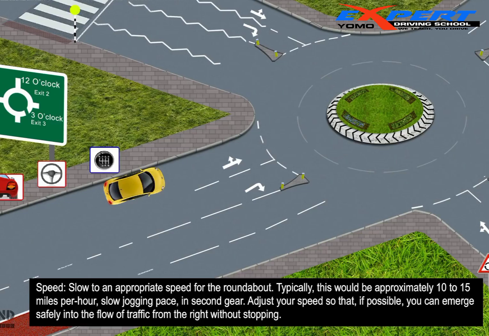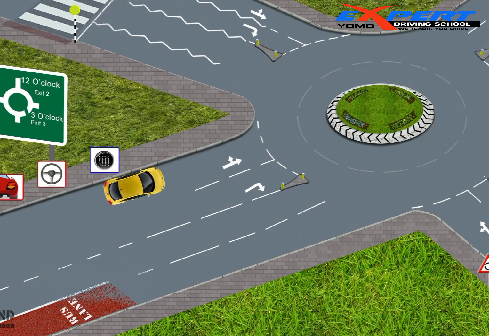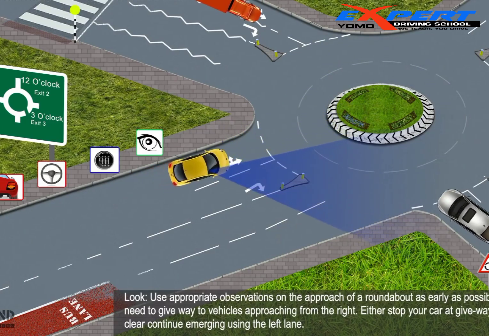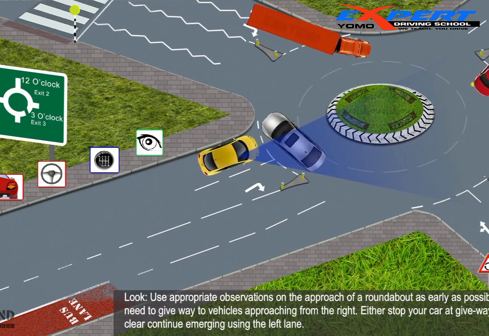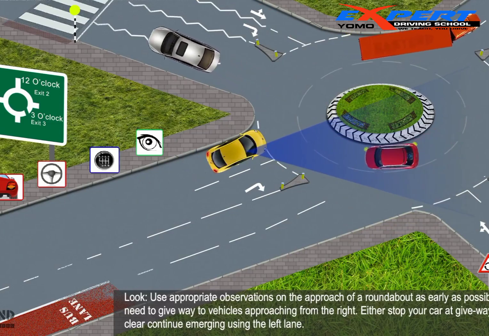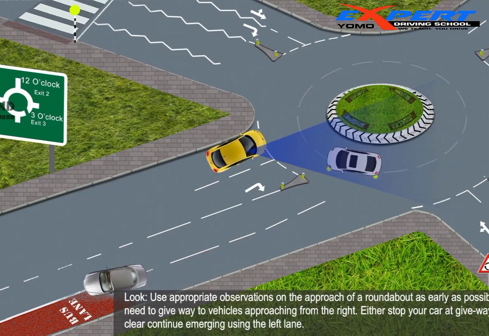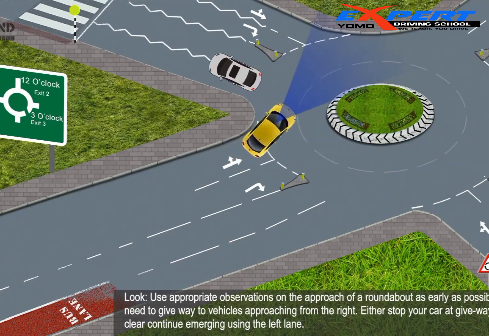Typically, this would be approximately 10 to 15 miles per hour, slow jogging pace, in second gear. Adjust your speed so that, if possible, you can emerge safely into the flow of traffic from the right without stopping. Look. Use appropriate observations on the approach of a roundabout as early as possible. You will need to give way to vehicles approaching from the right. Either stop your car at the give-way line, or if it is clear, continue merging using the left lane.